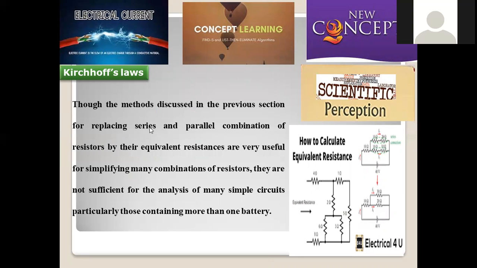As we already know, series connection of all the conducting materials will raise the potential difference, and the parallel connection will lower the potential difference which is generated, and even the strength of the current is lowered by this parallel connection. So when such an arrangement is possible, like a series and parallel combination of resistors, their equivalent resistance is very useful for simplifying many combinations.